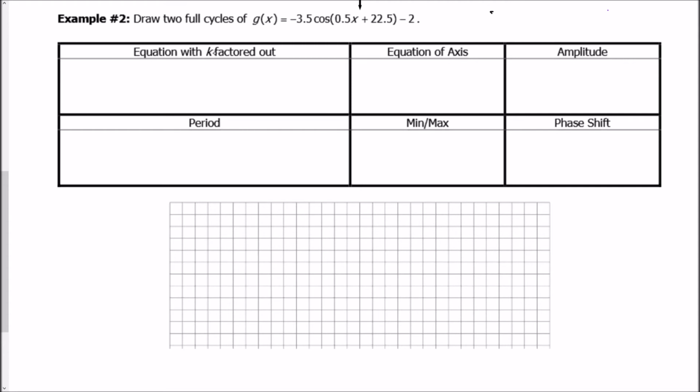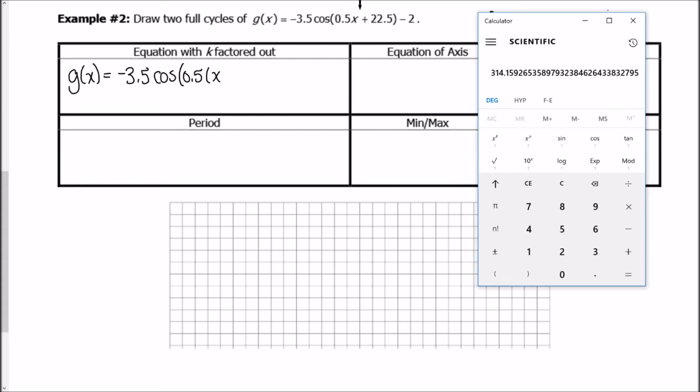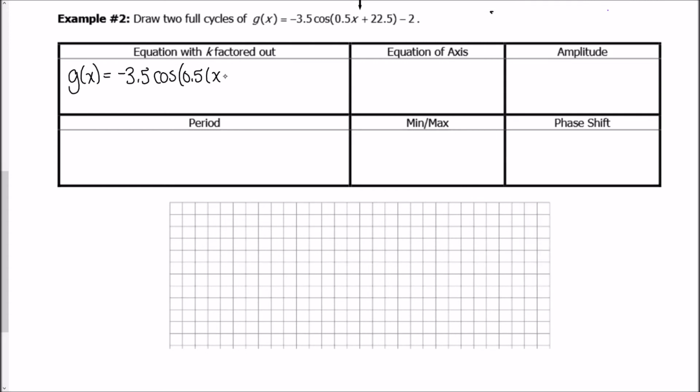So the first thing we need to do is make sure that the k is factored out. And if you see right here, there's no brackets here, which means the k is not factored out. So we have to factor that out. So that means that my equation is going to say g of x equals -3.5 times the cosine of 0.5, and then when I factor out the 0.5 from the 22.5, I have to divide it out. So I end up getting 45. So I'm going to say x plus 45, minus 2. Okay, do not start anything at all until you've gotten it in the form where the k is factored out.